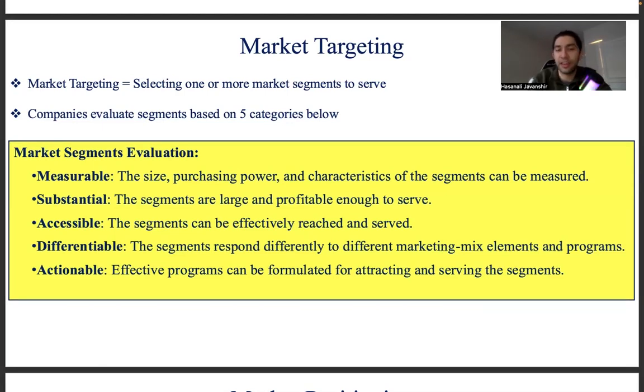And actionable here, it means effective programs can be formulated for attracting and also serving the segments. So here we can understand companies choose the segments which is large enough and also profitable and also easy to access. They cannot serve everyone effectively, so they choose the best opportunity to serve.